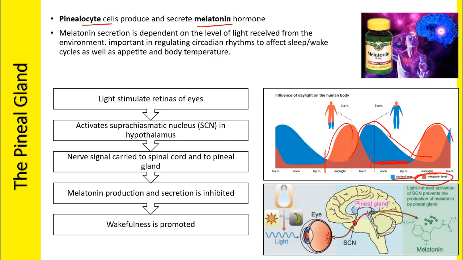In any event, melatonin is used sometimes as an artificial hormone in order to stimulate and regulate our sleep-wake cycles. So what happens is when light hits the retina of the eyes during the day, it activates a nucleus in the hypothalamus called the suprachiasmatic nucleus. Then it sends a signal to the spinal cord and the pineal gland to inhibit the production and secretion of melatonin. And when melatonin levels are low, then wakefulness is promoted, right? So that's why melatonin is produced at night. It promotes sleepiness. When there's low levels of melatonin, we tend to be more awake.